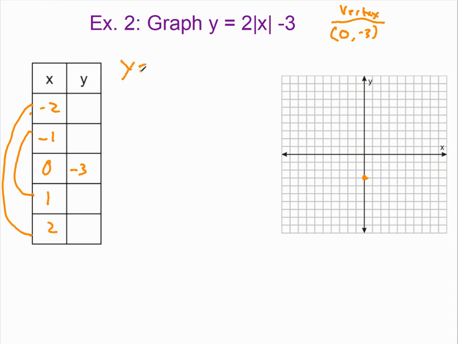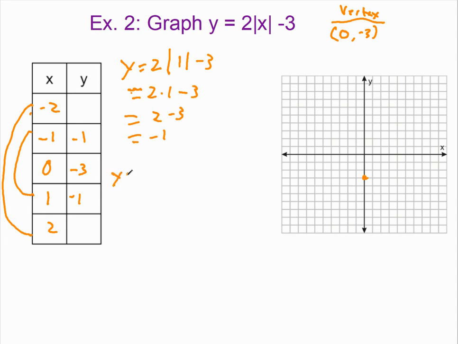So starting with 1, I've got y equals 2 times the absolute value of 1, minus 3. Well, that's 2 times 1, minus 3. 2 minus 3, that's negative 1. So these both get y values of negative 1.